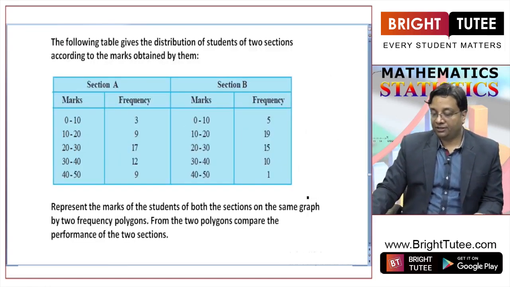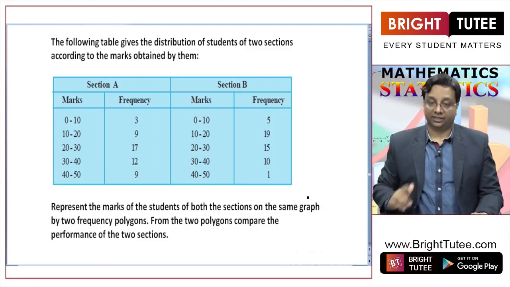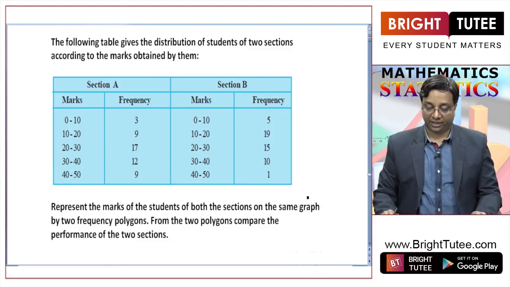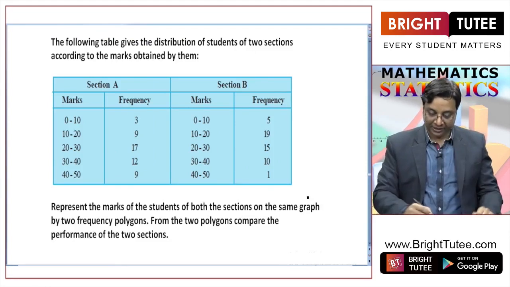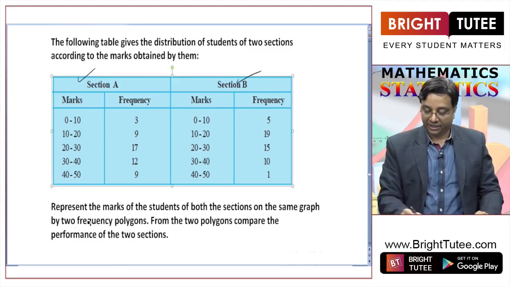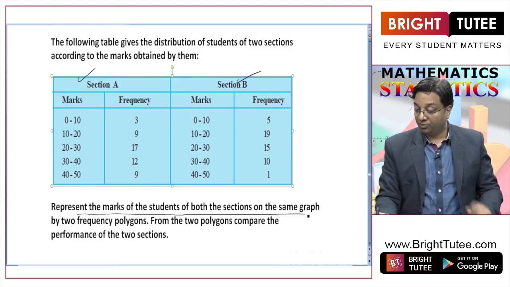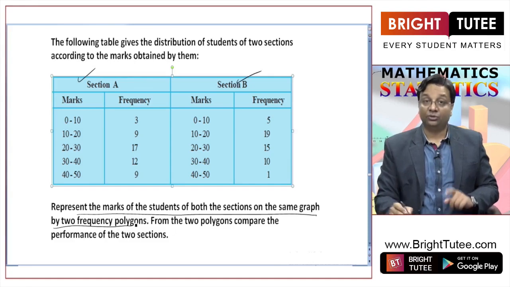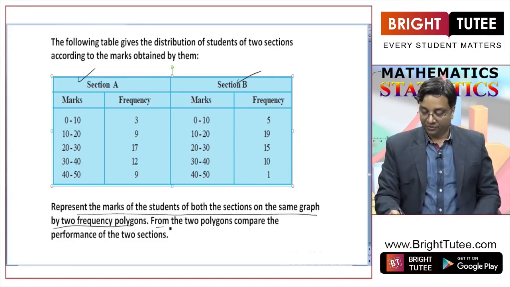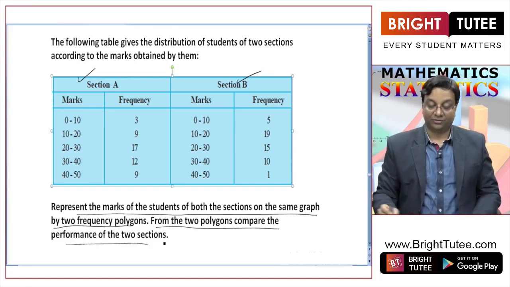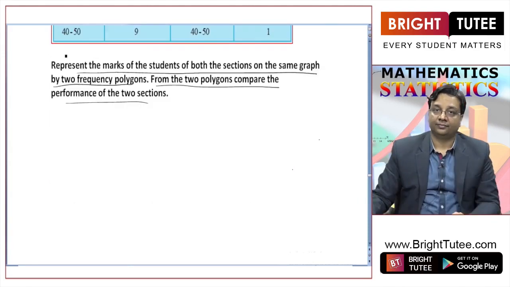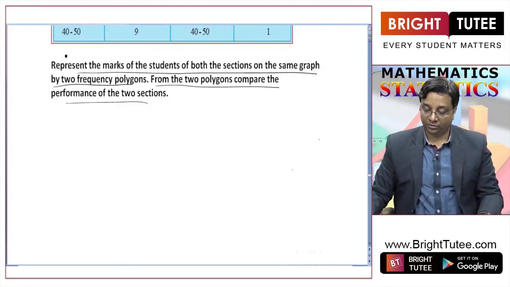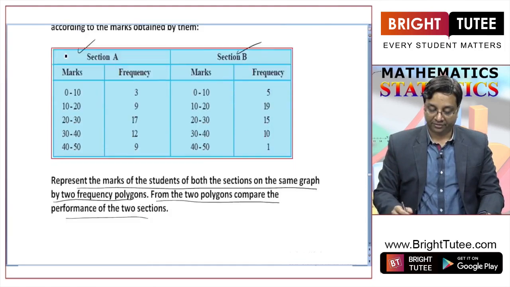The following table gives the distribution of students of two sections according to the marks obtained by them. Section A and section B. Represent the marks of students of both the sections on the same graph by two frequency polygons. From the two polygons, compare the performance of two sections. So let me draw two polygons on the same graph.